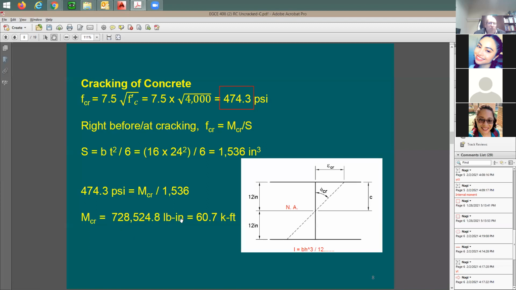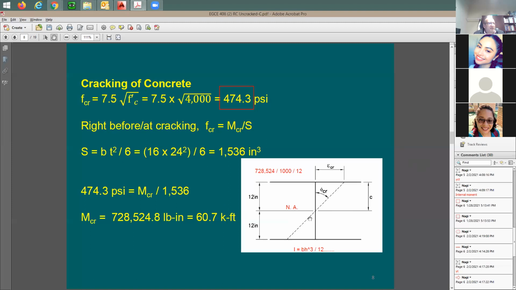Usually, it is preferred when you report moment in kip-foot. How can we do this? Number one, this is going to be in pounds. You'd like to put it in kips. How many pounds do you have for a kip? You can say 1,000 pounds. Here we go. Divide this by 1,000. And now also divide by another 12 because you'd like to convert from inch to feet. So if you take 728,524, divide this by 1,000 to put it in kips, divide this by 12 to put it in the end in kip-foot.